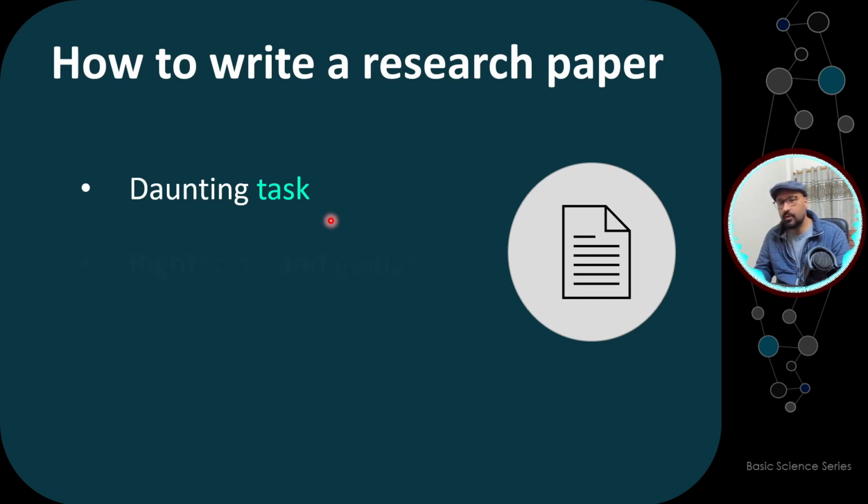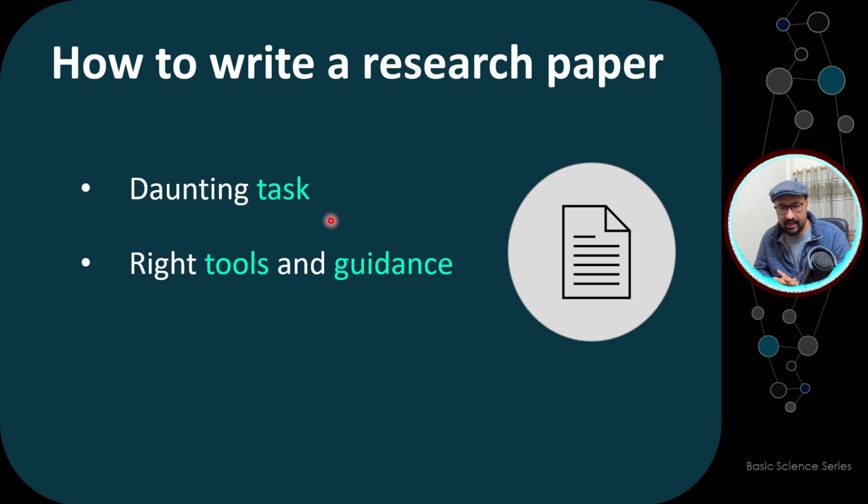But the next point is with right tools and guidance. Whenever you do a research project, I'm sure that many of you are doing research projects, and you have research supervisors that are guiding you. They already have those tools and guidance that they can provide to you, but you have to ask for it. You have to talk to them. You have to ask the right questions so that they can guide you on various tools that are available.